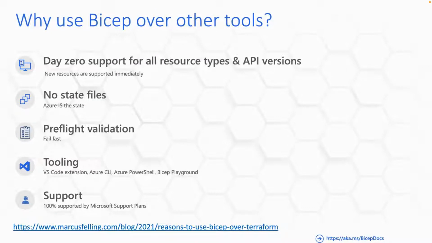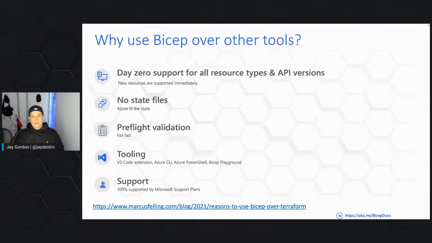So why use it? Day zero support for all the different Azure resource types and API versions. Let's continue along. No state files, which means you don't have to actually store a state file in something like Azure Storage or keep it locally as part of a repository. Pre-flight validation, so you can fail fast, so you know where your problems are first and foremost before actually deploying it. The VS Code extension is part of the tooling, along with it being directly in Azure CLI. You can use Azure PowerShell. And like I said, there's this Bicep playground where you can get different types of Bicep templates.